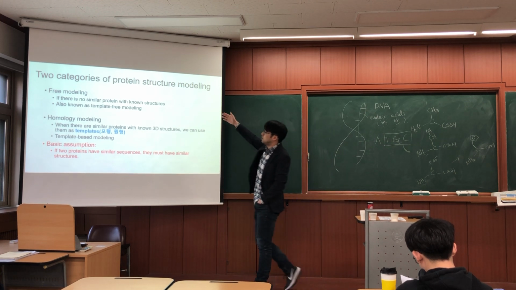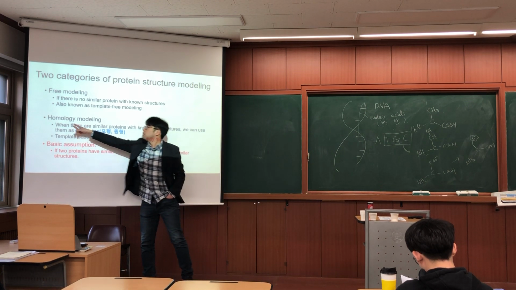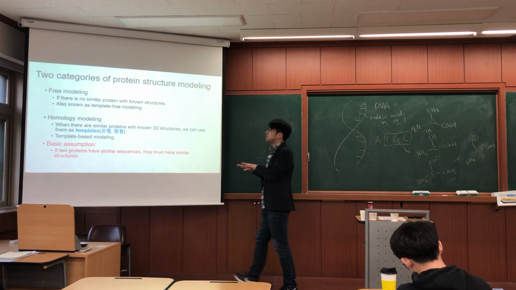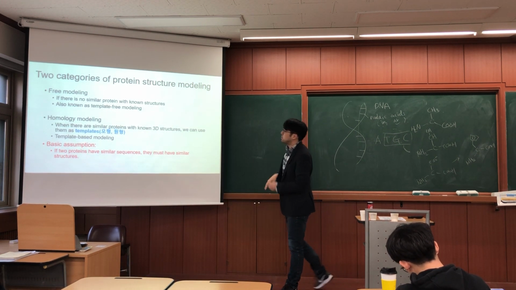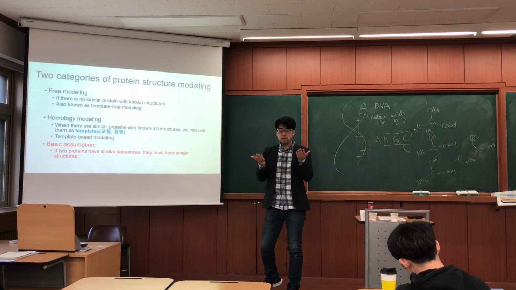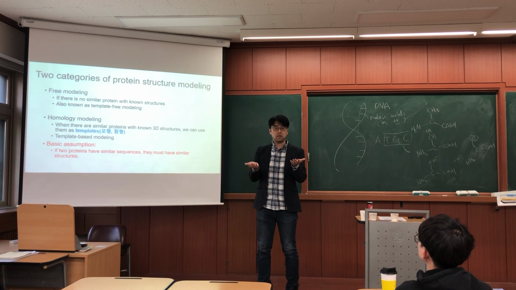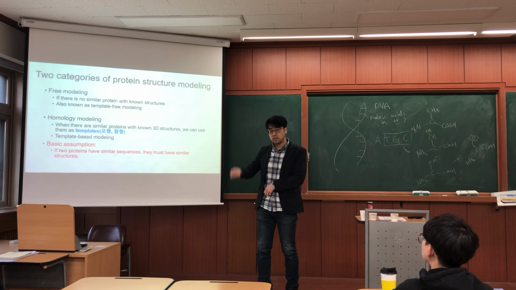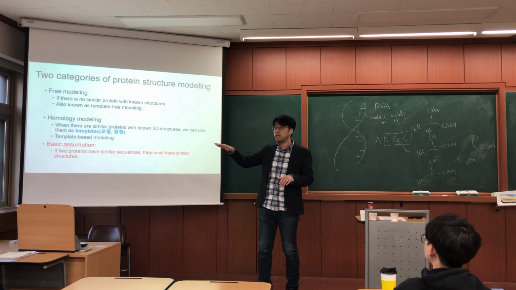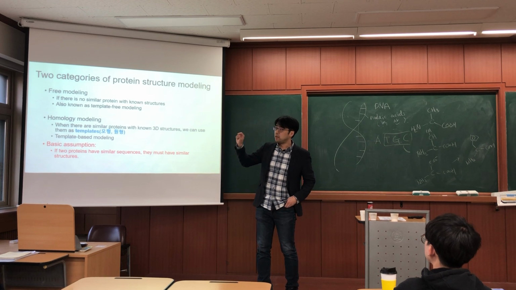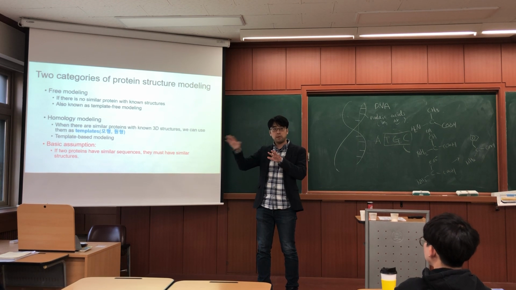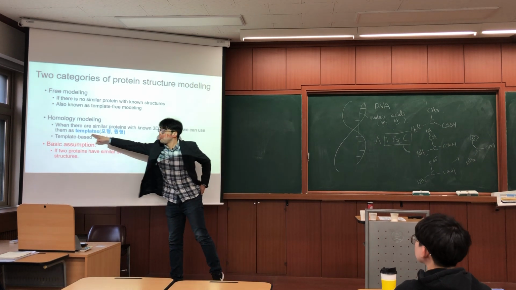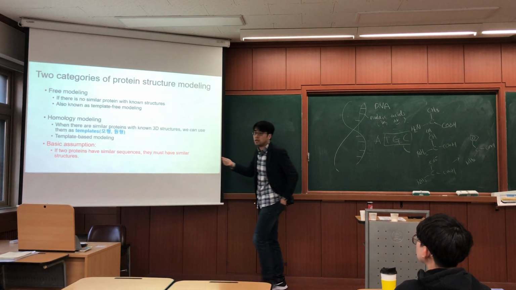And the opposite is called homology modeling. Homology means similar. So homology modeling means that when we have a sequence but don't know its structure, we search the database and find a protein whose structure is known, and whose sequence is very similar. Then we can use its structure as a template.